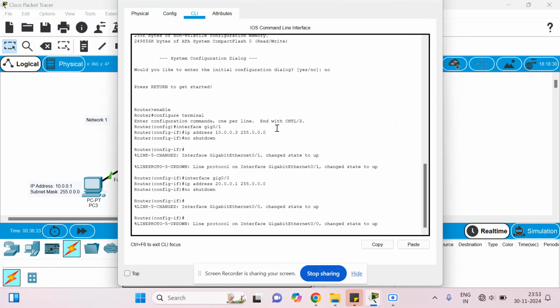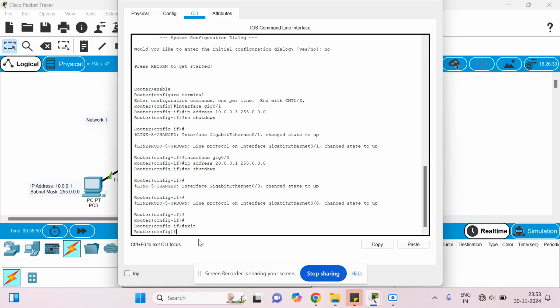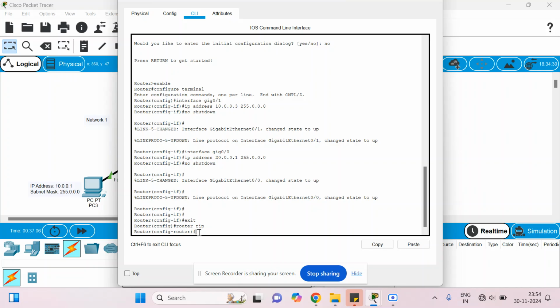Open the first router, CLI, press enter key. We are in a config-if mode, so type the exit command. By typing the exit command, we can go back to the previous mode, the global configuration mode. Here we are typing the command router rip. Press enter key. We are now in router configuration mode.